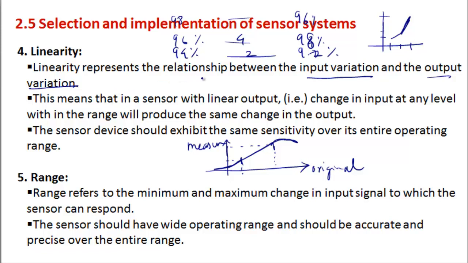So linearity represents the relationship between input and output variation. It means that for a sensor with a linear output, a change in input at any level within the range will produce the same change in the output. Whatever the change is, it will produce a particular change in the output, and another such change will produce the same kind of change in the output. That is basically linearity. For any sensor, there is a linear range, and outside that it is non-linear.